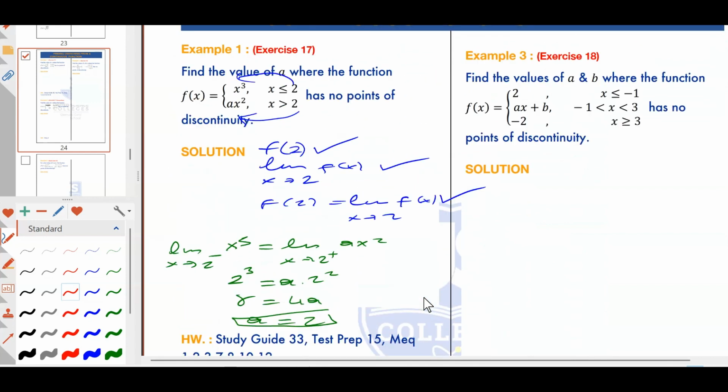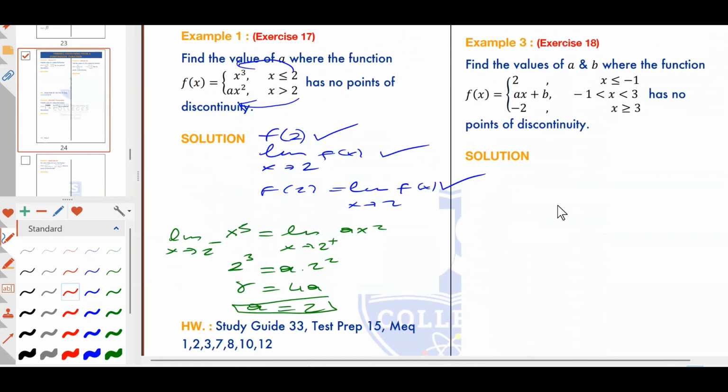And another type of exercise question has 3 conditions and 2 unknowns. We're asked to find the 2 unknowns. So we will check the limit for each condition. How many boundary numbers do we have here? We have -1 and 3. We have 2 boundary numbers. So we are going to check right and left sided limits for both of these.